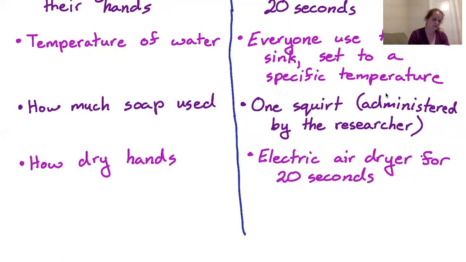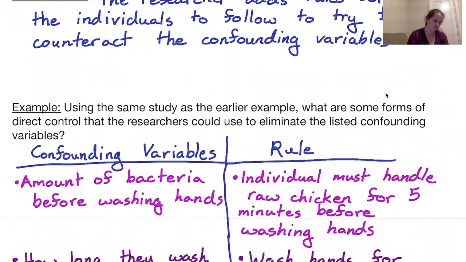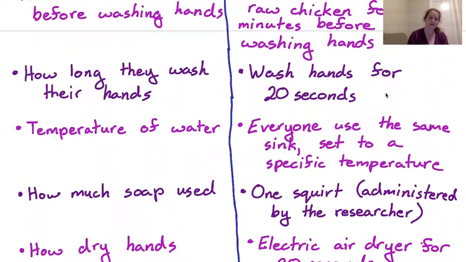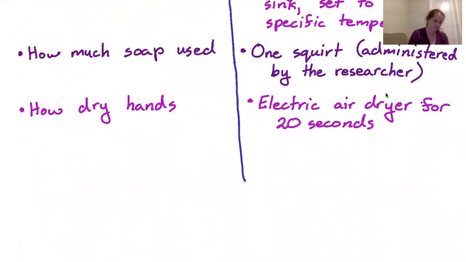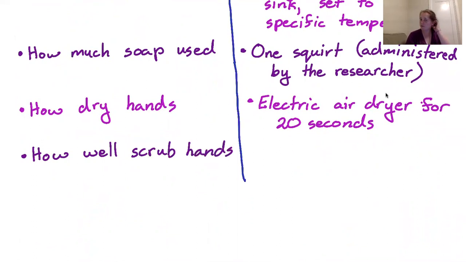And then last up was how well they scrub their hands. So this one's a little harder to control. Presumably, if the researcher is there watching, the researcher could tell them to scrub harder, or scrub faster. But we could at least say that they should actively scrub for the whole time.